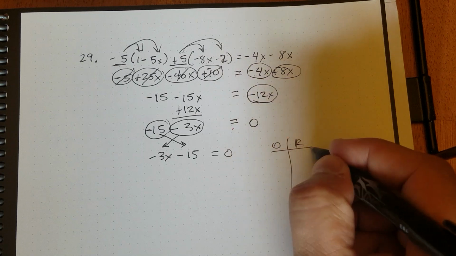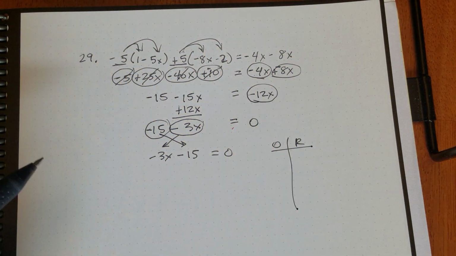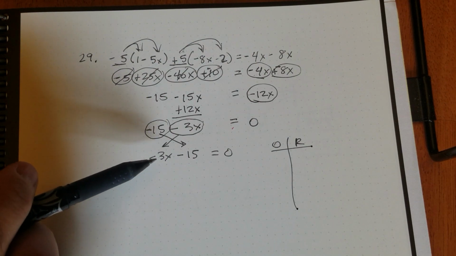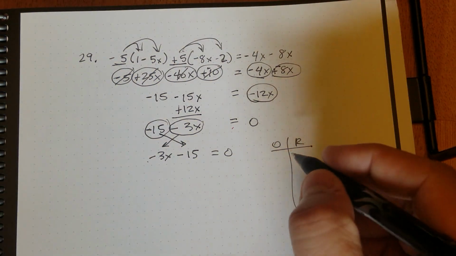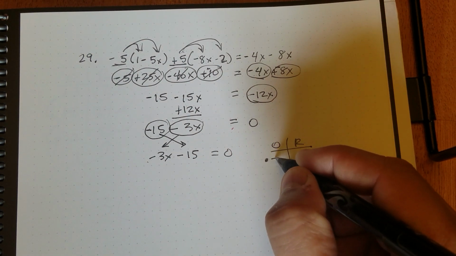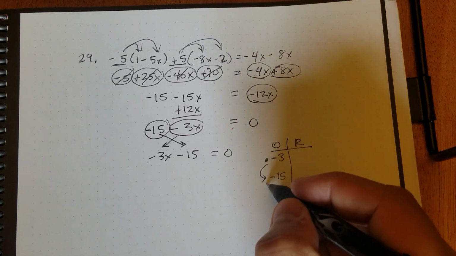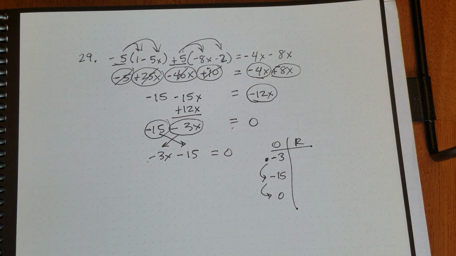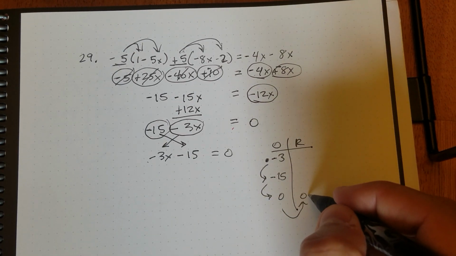I'm going to use my original and reverse method. I'm going to read what it says, and I'll write down the steps in order. Negative 3 times x minus 15. So what happens first? You multiply x by negative 3. Then you subtract 15, and that will give you 0. So I put it over here, flip it, reverse it.